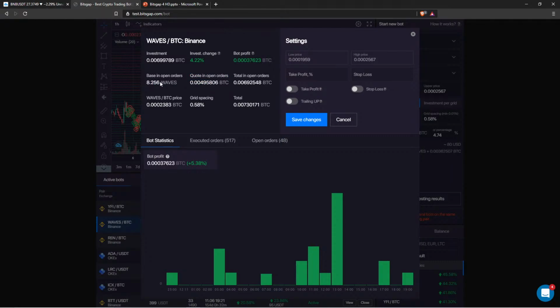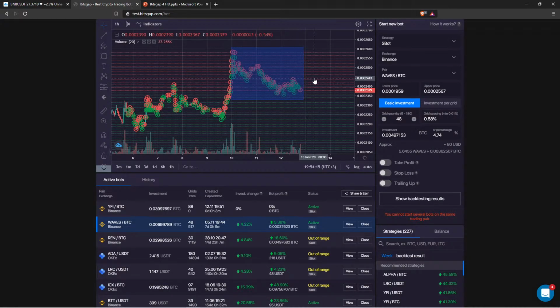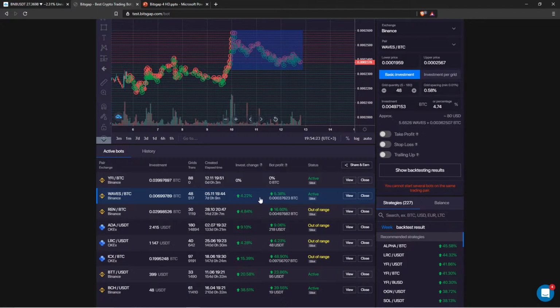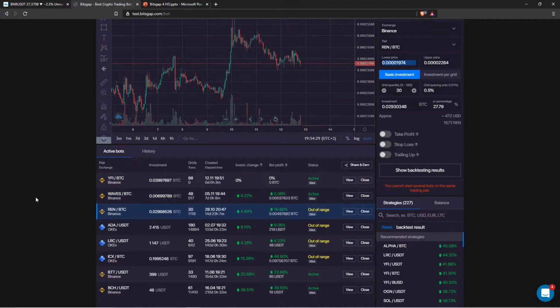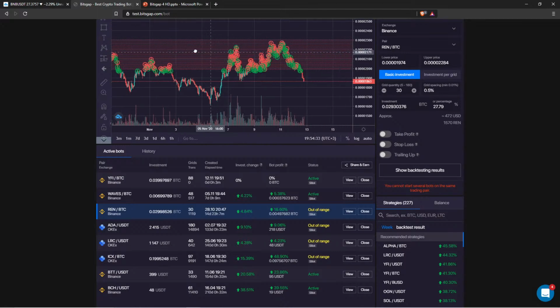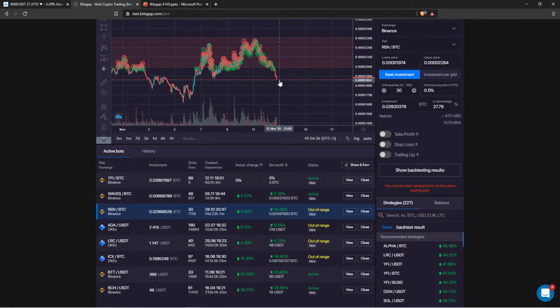So as we possess 8 Waves, that means that we are affected by the price fall in this case. So that's why your investment change here in this case for Waves and Bitcoin is lower than the bot profit. RAN trading to Bitcoin. You see, I've been trading throughout this period here. Now it has fallen down to that point, and notice that as it was falling from that higher high down to current price, my investment change is significantly affected by this drop.